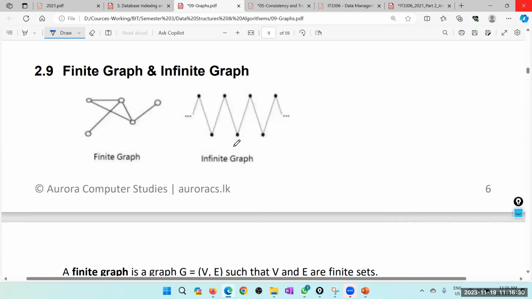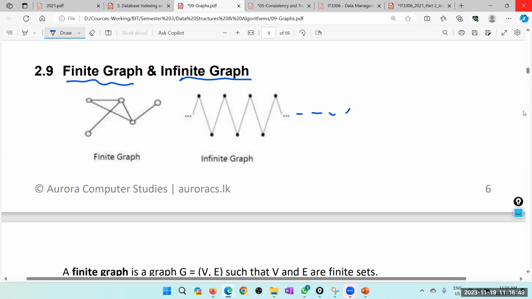So then we have finite graph versus infinite graph. That is super simple to understand. Finite graph means you have a finite number of nodes and of course a finite number of edges. Infinite graph means an infinite number of nodes and edges are there.